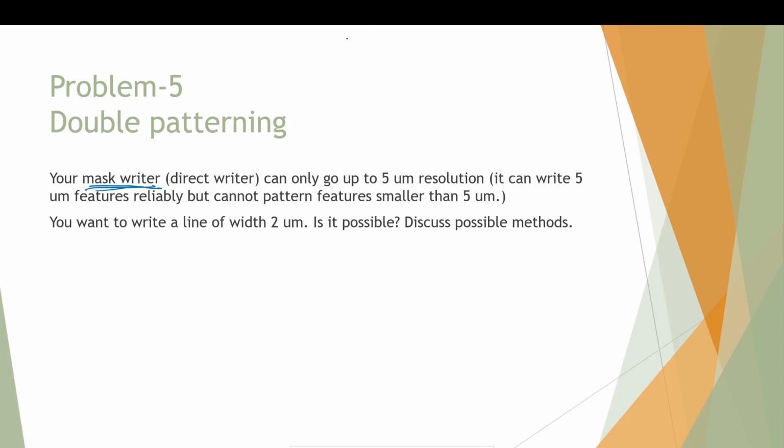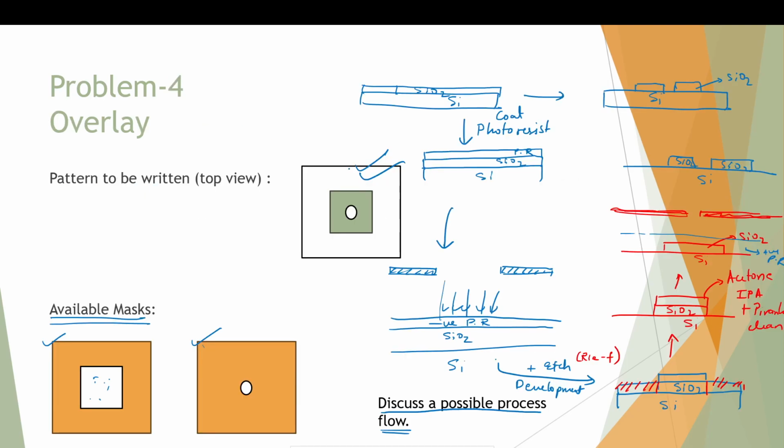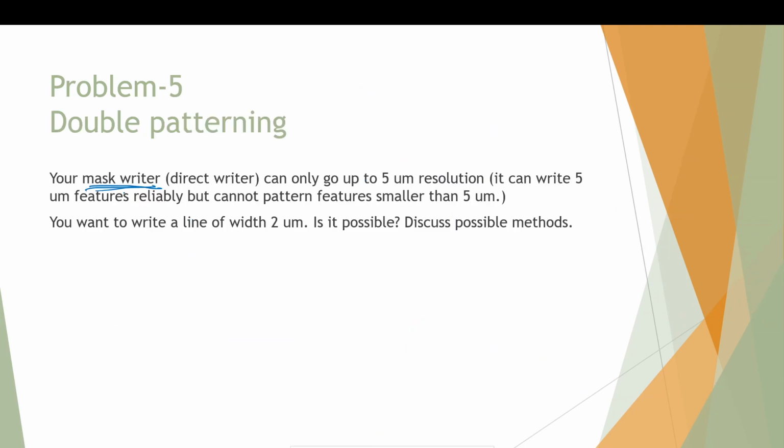Okay, I'll tell one thing. In this case we assume that we have these two masks, right? But we need to write these masks also. When we say we are doing lithography, we are transferring the design from the mask to our wafer or to our substrate. But how do we write the mask?